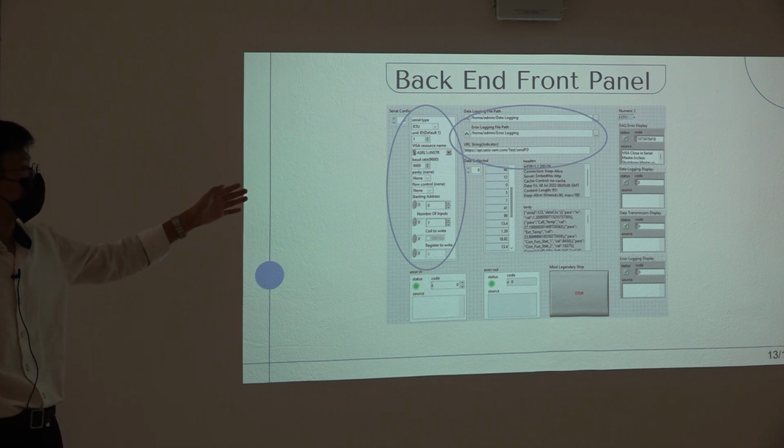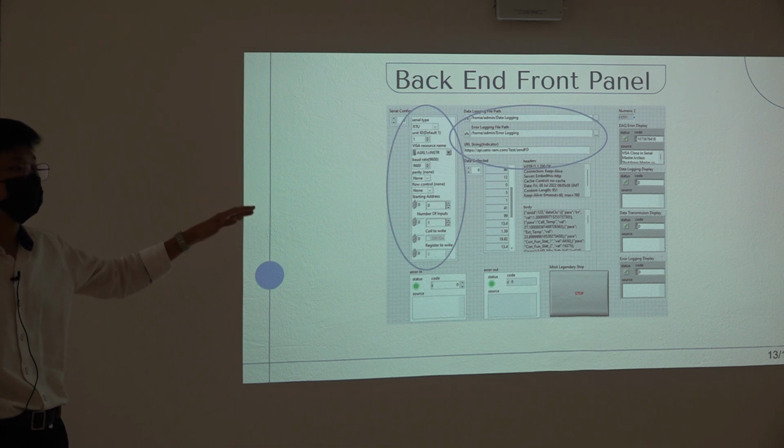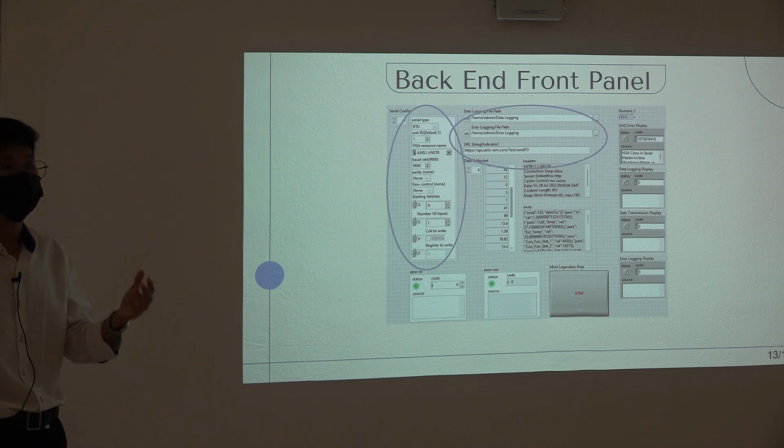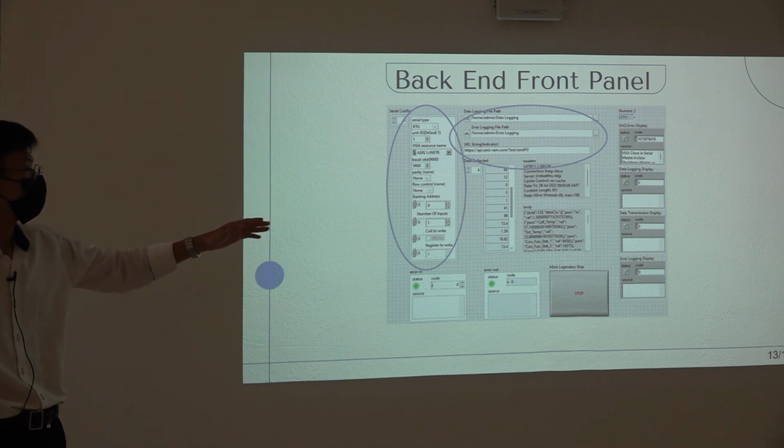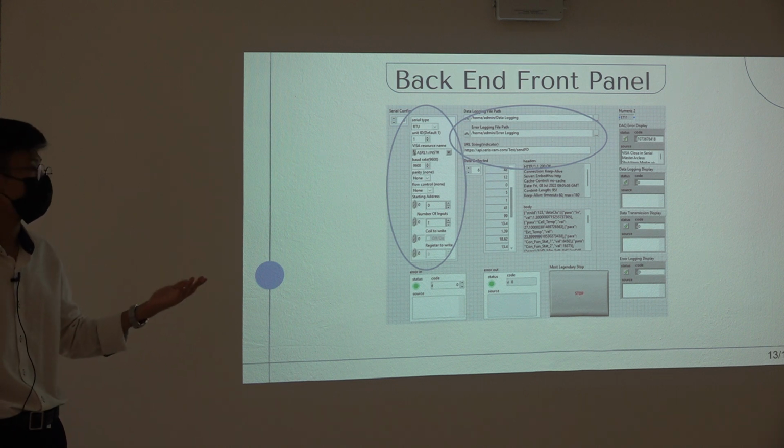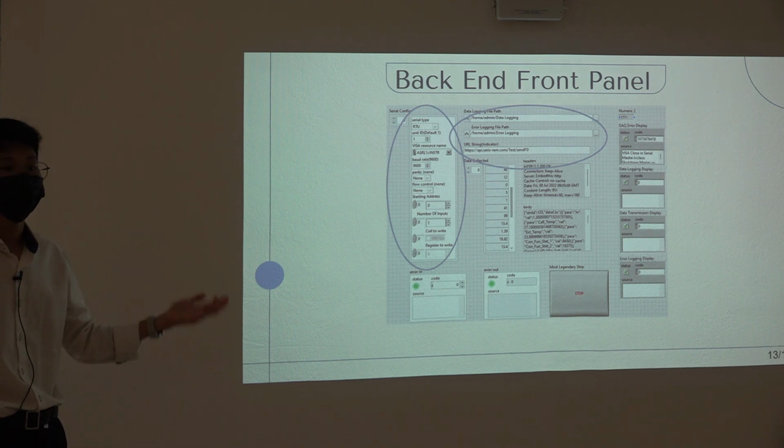And at the top, we can see 2 file path directories and also a URL string. The URL string is the cloud service URL, which is where the data will be transmitted to. The 2 file logging paths will be the file directories inside the Raspberry Pi, where the data and the error will be logged respectively. And at the side, we can see the DAQ error display and data logging display. All these error messages are what I use to check my software to make sure everything is running before I deploy it in real time.